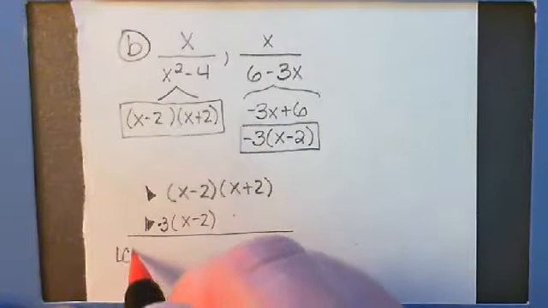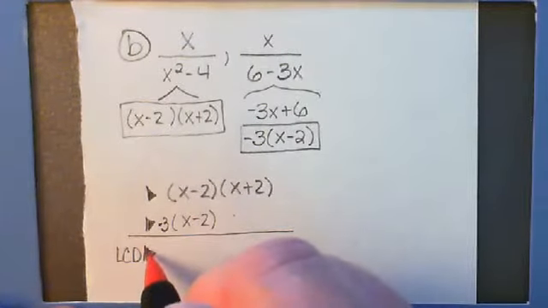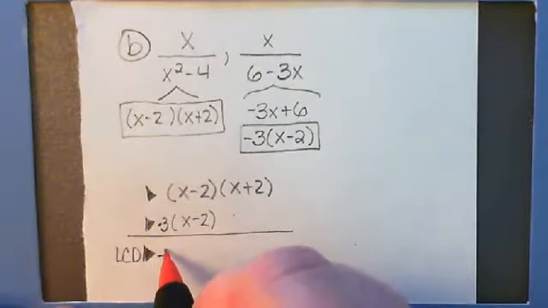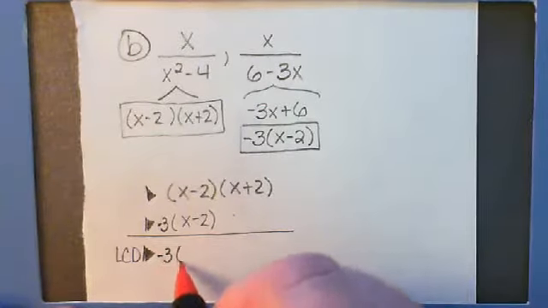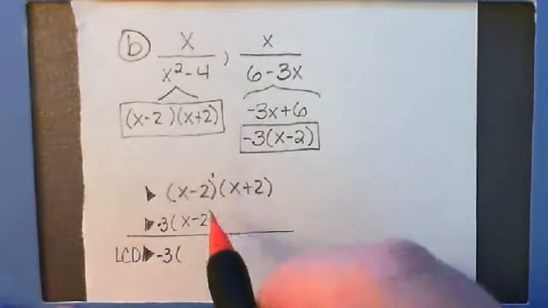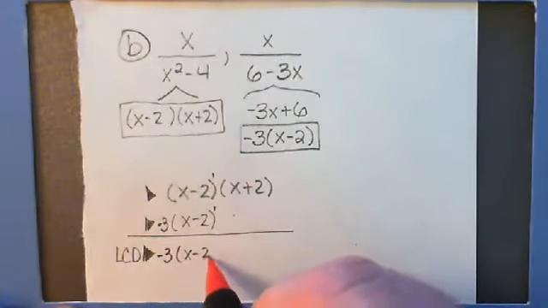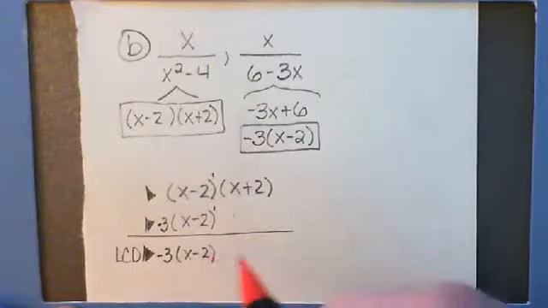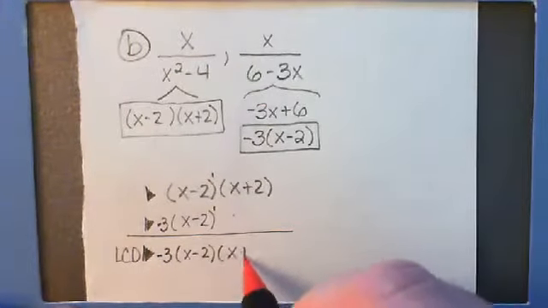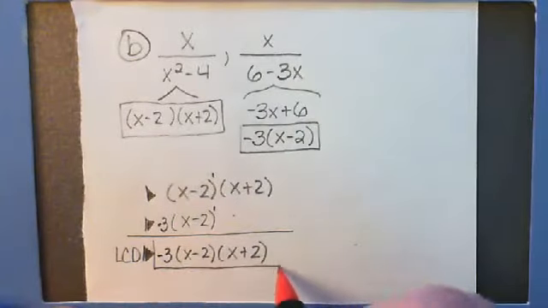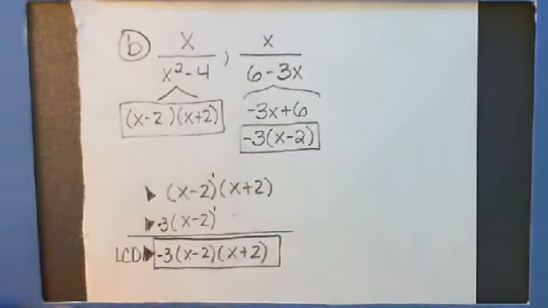Now remember, LCD is the list of all the factors to the highest power. Well, we do have a negative. We do have 3 to the first. Here, remember, there's an invisible 1 right there. So I do have this factor, x minus 2, and the highest exponent is 1. And then I have x plus 2 again. So my LCD for this problem right here is negative 3, x minus 2, and x plus 2.